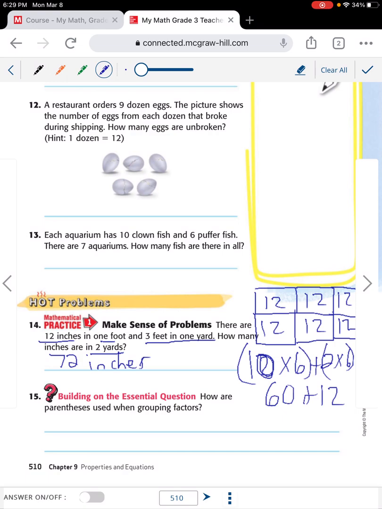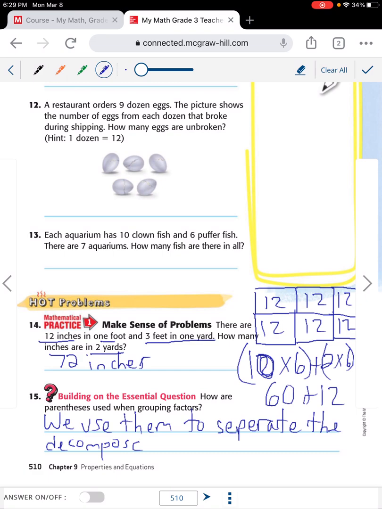Which then brings us to, how are parentheses used when grouping factors? So we use them to separate the decomposed factors.